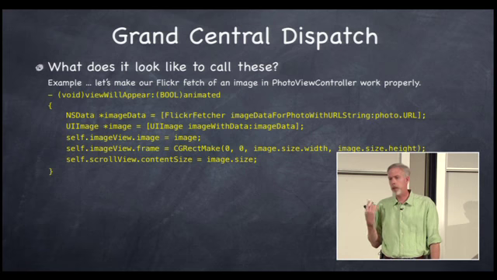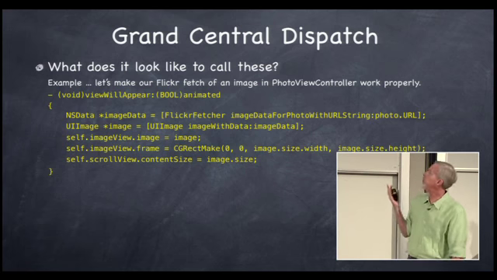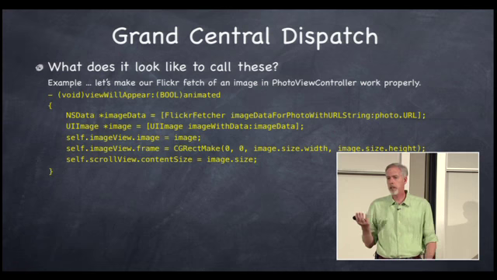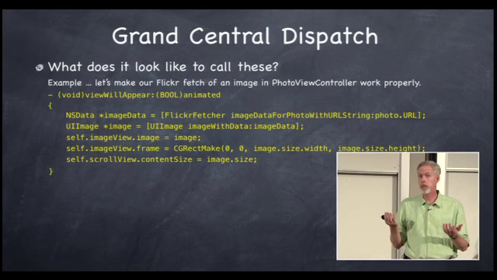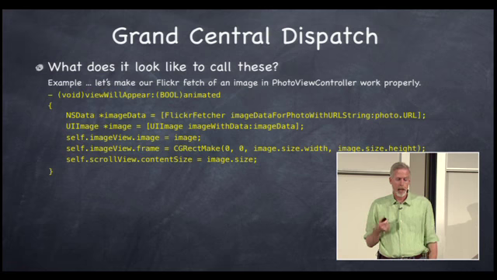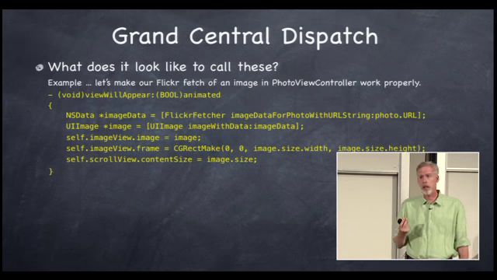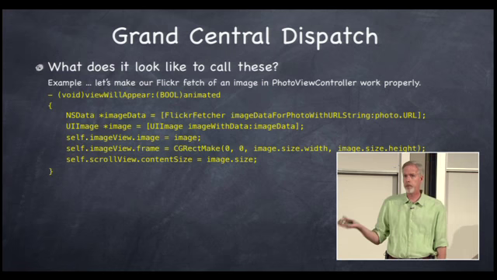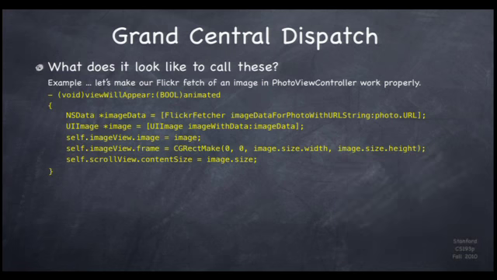You fetch your image data for your photo. So I'm assuming that photo here is an instance variable that has, let's say, a subclass of NSManagedObject, which is a photo. And it's got a method called URL, which returns the string, which is the URL for the image for this photo. So here I'm getting the image data by calling image data for photo with URL string and Flickr fetcher. That's going to block. That's bad.